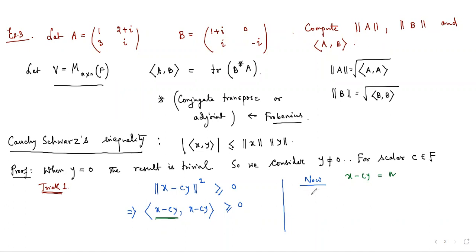Now, this means that the inner product of x minus cy with x minus cy can be written as the inner product of a with x minus cy. I am not writing the second x minus cy as a. I am writing the first x minus cy as a, because I want to extract something out of this expression. Just watch me, try to understand what is happening. Once you are satisfied, then copy, otherwise not.